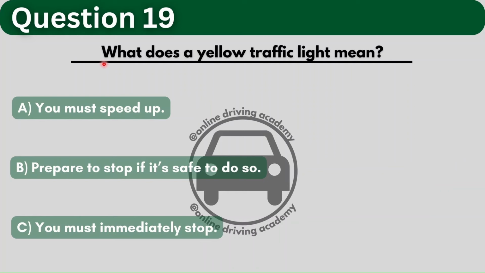Question 19. What does a yellow traffic light mean? Is it option A, you must speed up? Is it option B, prepare to stop if it's safe to do so? Or is it option C, you must immediately stop? Obviously, if you're driving and the traffic light is illuminating a yellow light, you're going to have to prepare to stop if it's safe to do so.